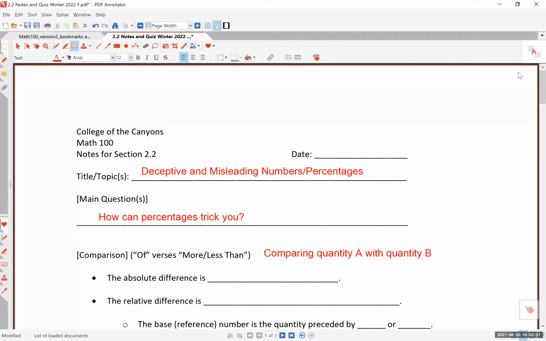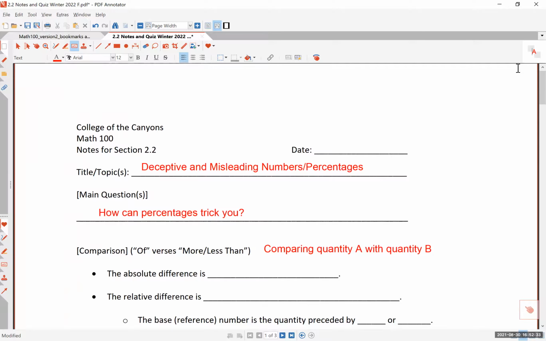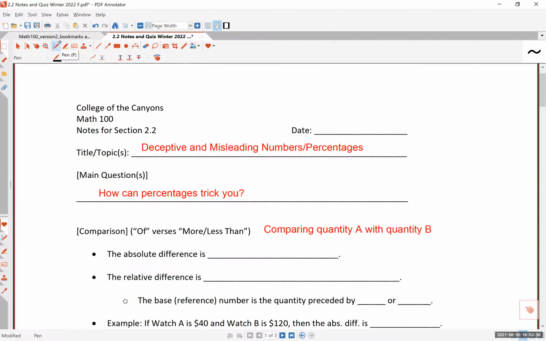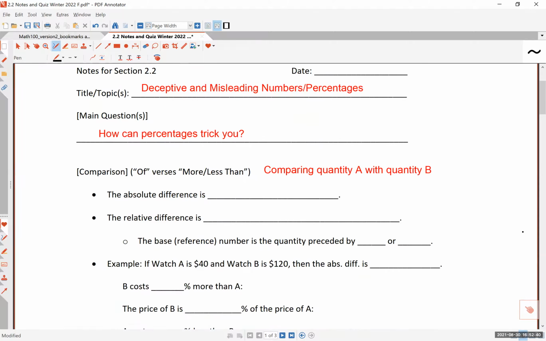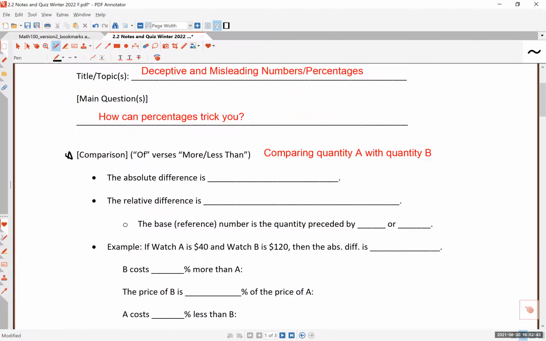The deceptive and sometimes misleading uses of percentages. I will share my screen as usual, and we will get started. Okay, deceptive and misleading numbers and percentages. The main question here is how can percentages be deceptive or trick you? All right, and so first we are going to do a review of what we covered in section 1, which is comparing quantity A with quantity B. And we talk about the comparison, right?